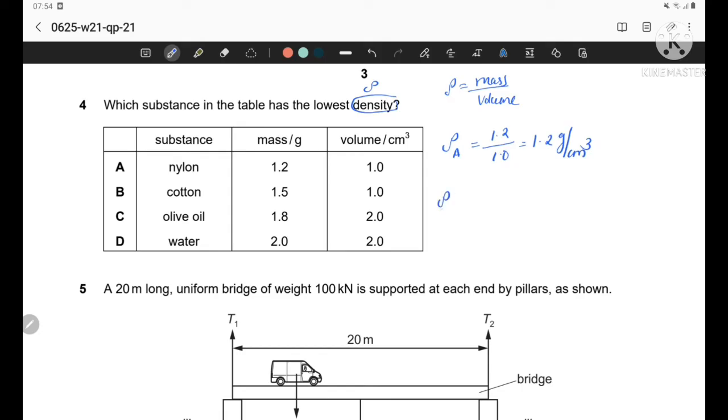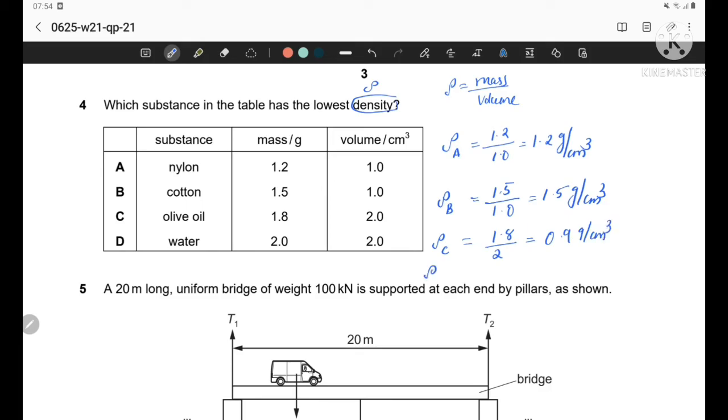Likewise, density of the substance given in option B, that is density of cotton, which is mass 1.5 over volume 1. So we will get 1.5 gram per centimeter cube. Then we can find the density of the substance olive oil, which is given in option C. So the mass is 1.8 over volume is 2, and we will get 0.9 gram per centimeter cube.